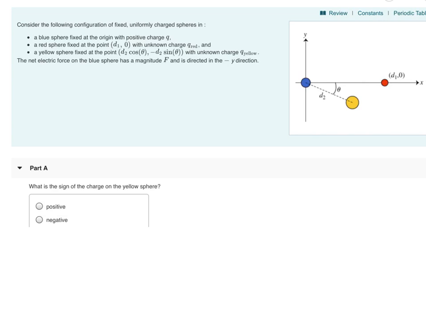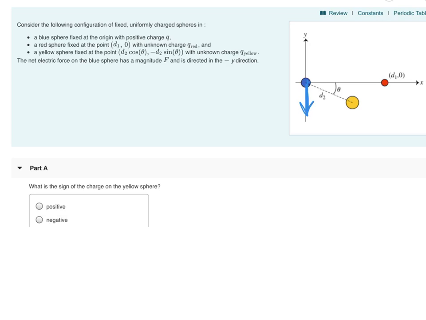So I'm going to go ahead and show that right now. It's got a net force in the negative y direction. So we have to figure out the sign of the charge on the yellow sphere, and then it's going to ask us the sign of the charge on the red sphere. The electric force only has two directions, right? Either attraction or repulsion.